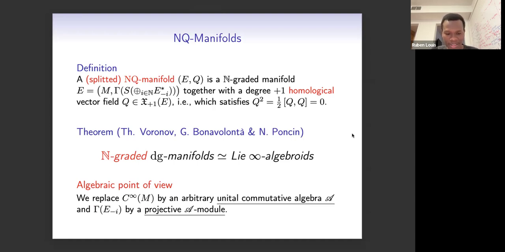From an algebraic point of view, we can replace the functions on the base M of a manifold by a ring, an algebra, a unital commutative algebra A, and the module of sections of a vector bundle we can replace by a projective A-module, and then you cook up the same definition very algebraically. Okay, you can do that. So this is what we are going to do: we are going to study those structures from a very algebraic point of view.